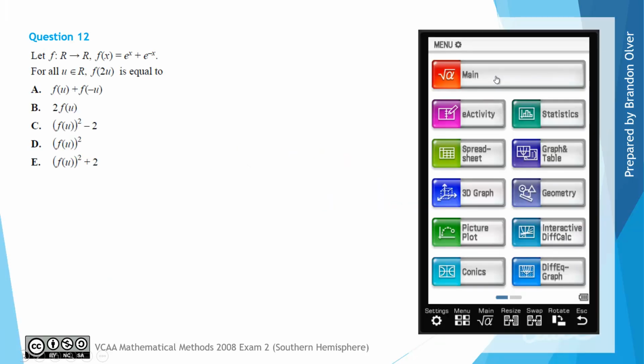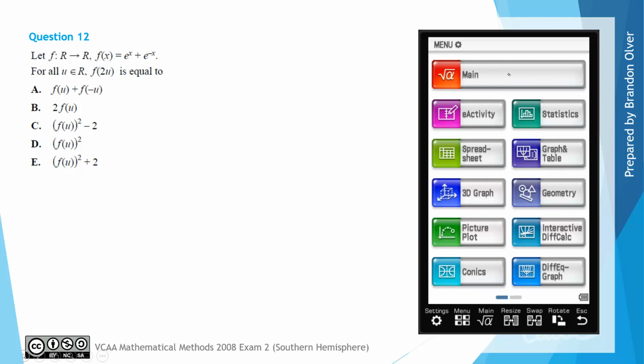So for question 12 we have: let f be the function with a domain of all real numbers where the function's rule is f of x equals e to the power of x plus e to the power of negative x. And it asks for all u an element of the real numbers, f of 2u is equal to one of the following options. And this is where the CAS calculator can be really efficient in answering this problem.